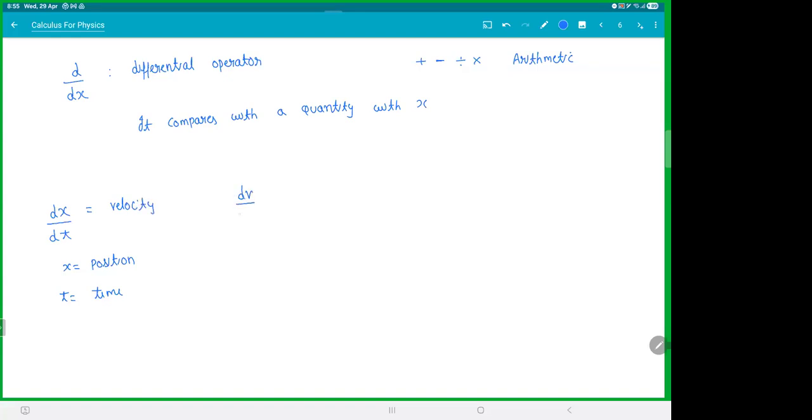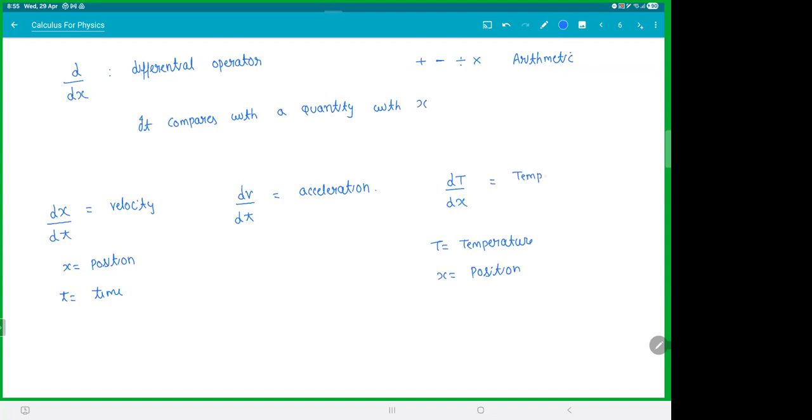What is dv by dt? If you compare velocity with time, you get acceleration. You can even compare dt by dx. T is temperature. Like I said, you can compare anyone with anything. X is your position. There is a name for this. This is called temperature gradient. We'll talk about this later on.